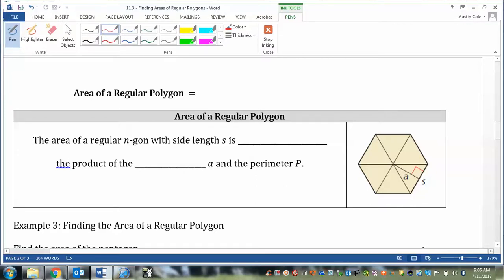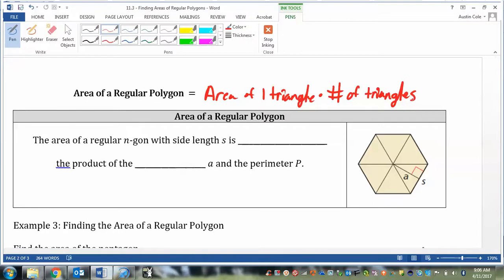So here's the basic idea today, going all the way back to the kites and the rhombuses. The area of a regular polygon is just going to be the area of one triangle inside of it times the number of triangles. So in each of these shapes, we could split it up into a bunch of triangles. If we can find the area of one of them, we can just multiply it by the number of triangles inside of that shape to get the entire area. Okay?